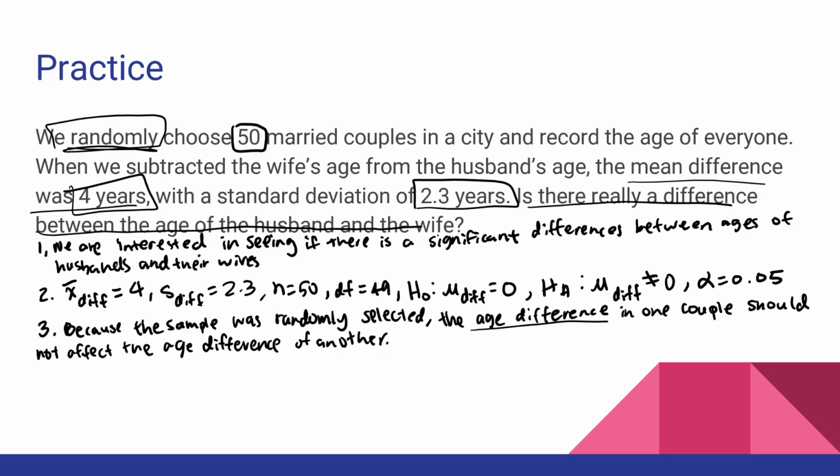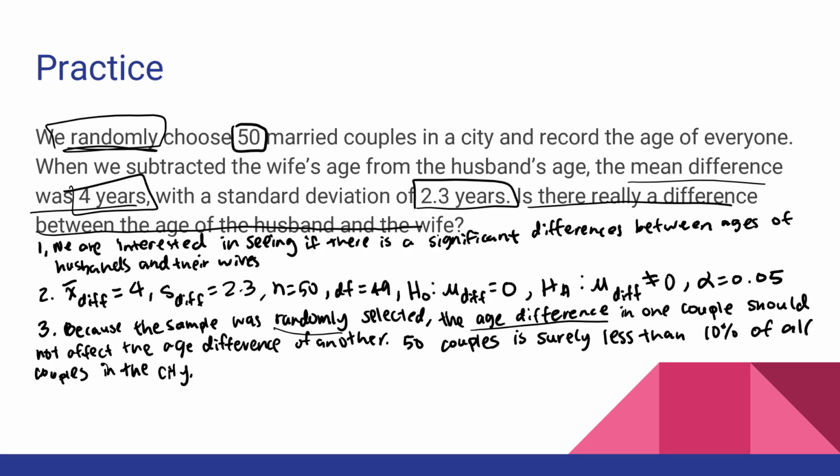Next, since we got our randomization condition out of the way as well, we have our 10% condition. In your average big city, there are way more than 500 couples. So we can say that 50 couples is probably less than 10% of all couples in the city.